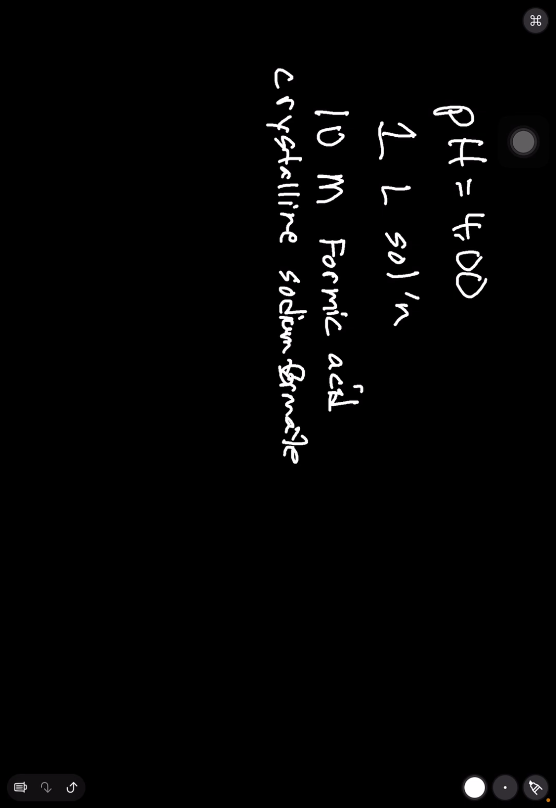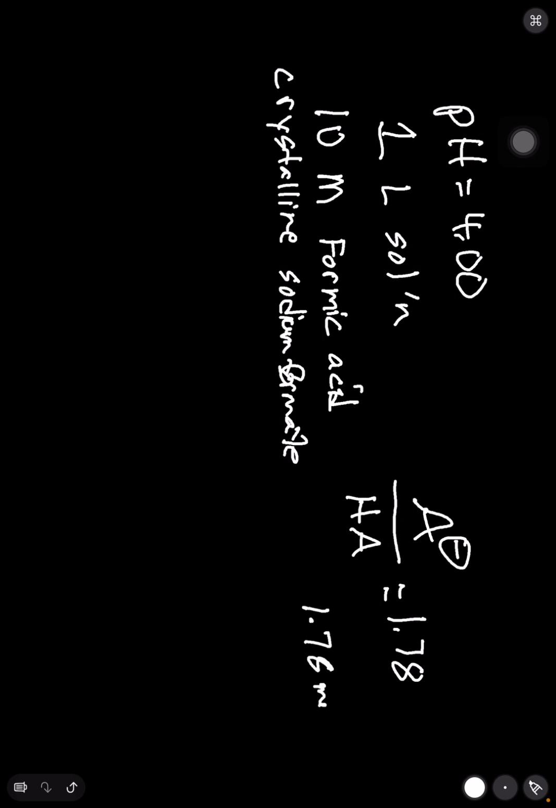All right. Okay, so remember the ratio that we want of the base form, which is the formate, versus the acid form, which is the formic acid. We want that to be a ratio of 1.78 to 1. So the most direct way of doing that is to simply target the inclusion of 1.78 moles of formate and 1 mole of formic acid.